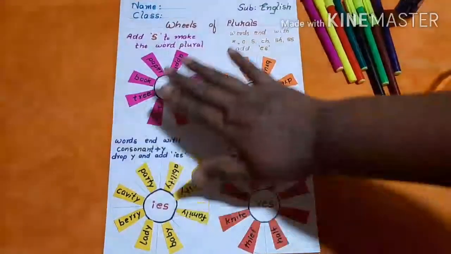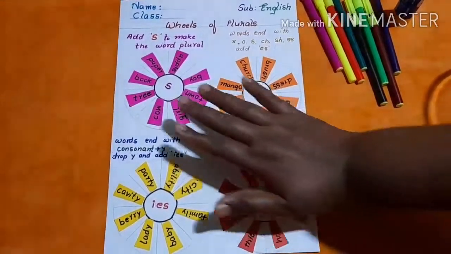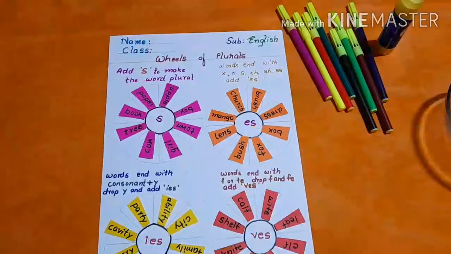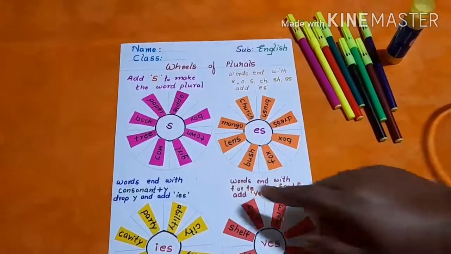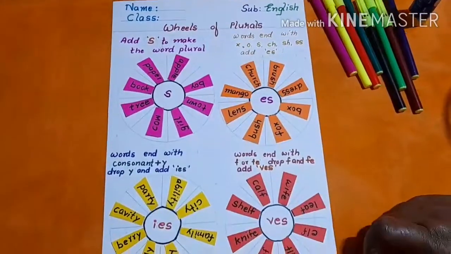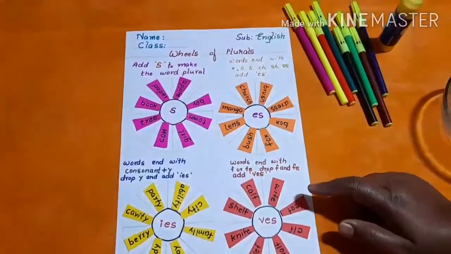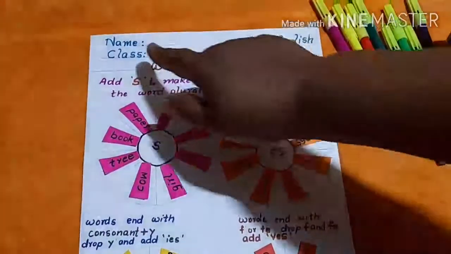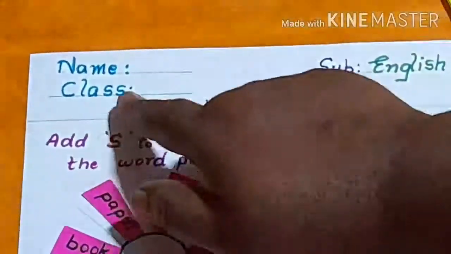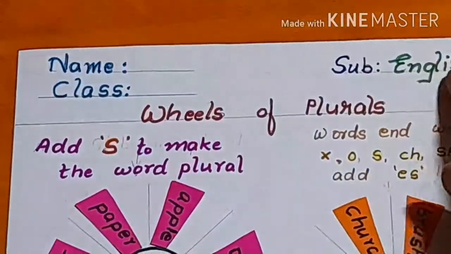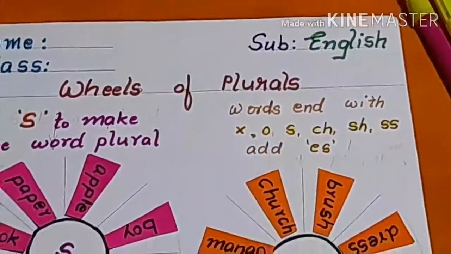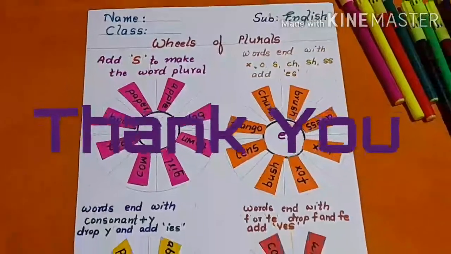Now our activity sheet is ready. Let us paste these strips. Yes, we have pasted all the strips and wheels of plurals are ready. Now we have to write name, class and subject English. Thank you children. Do the activity.